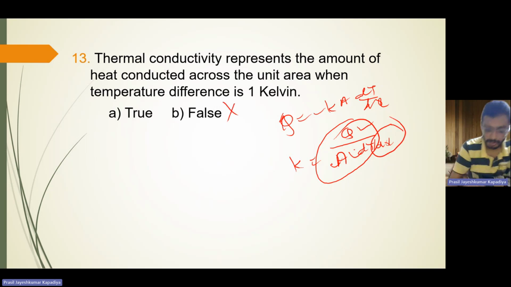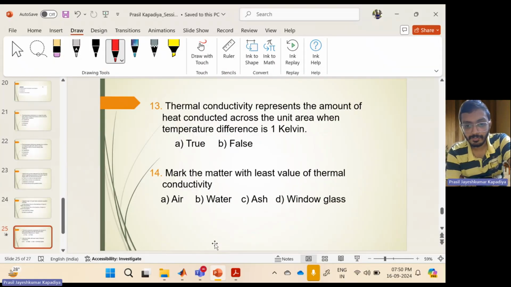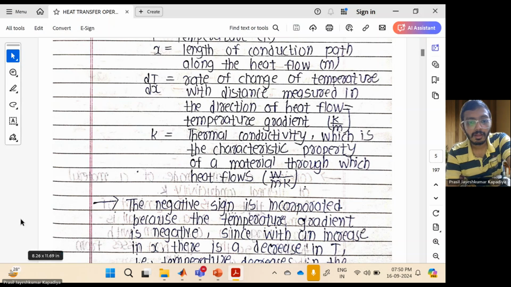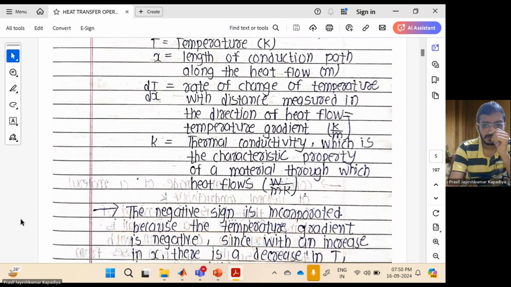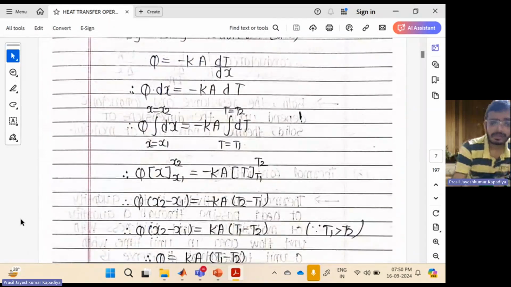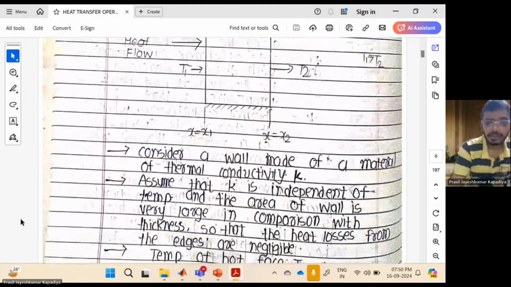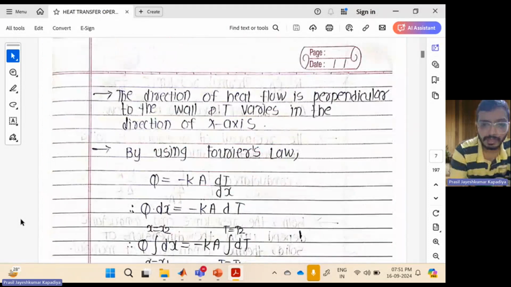So this is wrong. So what should be the correct statement? It is across a unit area and through a unit difference. This thing we need to mention. So if we, its unit is watt per meter square. What is the unit of K? It is watt per meter Kelvin.